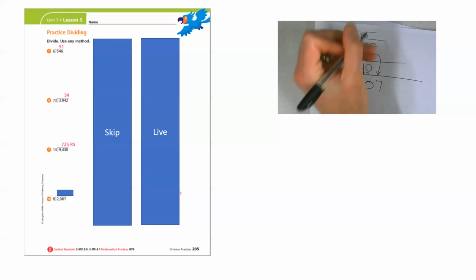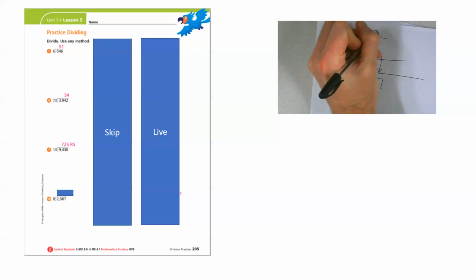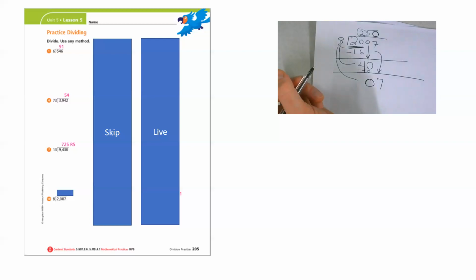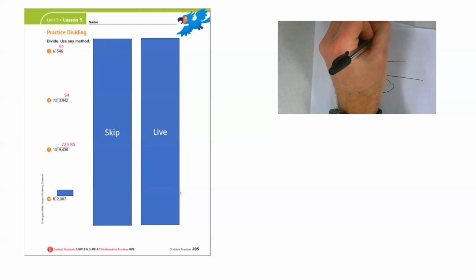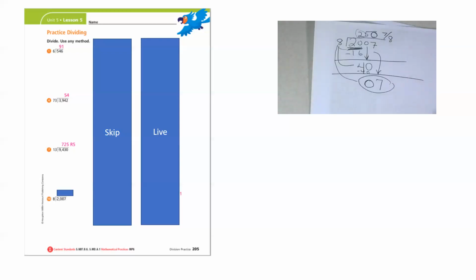How many 8s are in 7? Zip. I'm out of numbers. No problem. That's your remainder. So your computer or the book's going to say remainder 7. But we know better than that. There's 7/8 of a group.